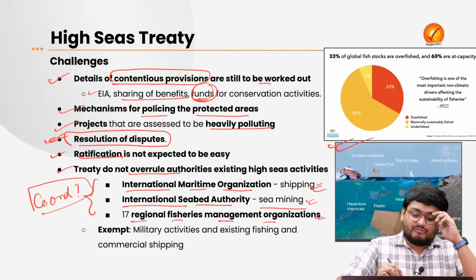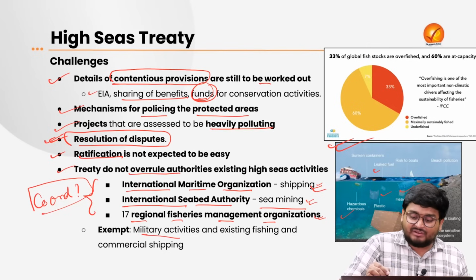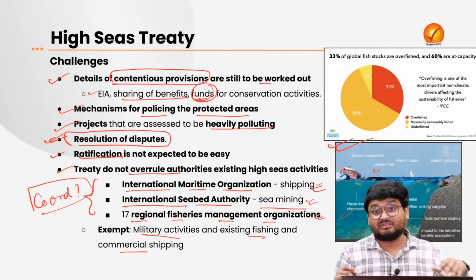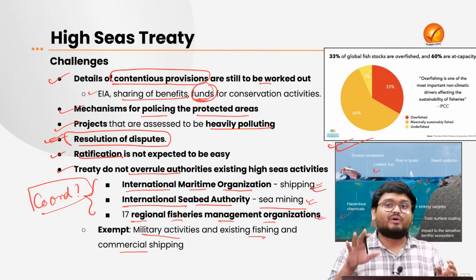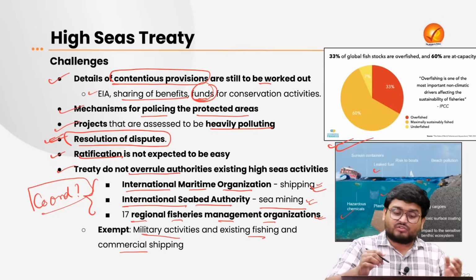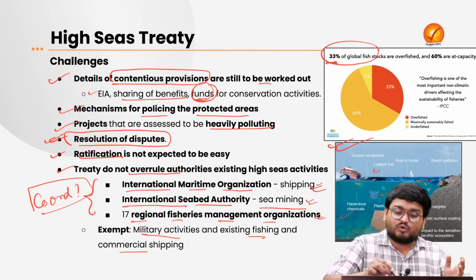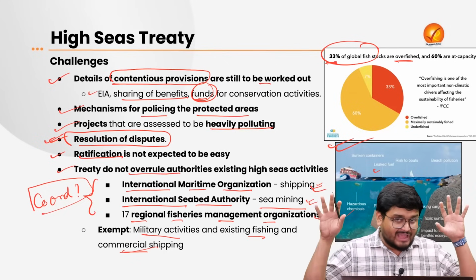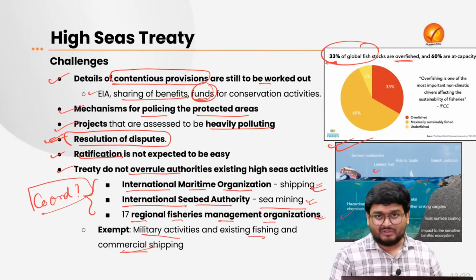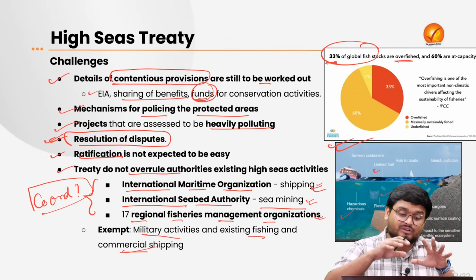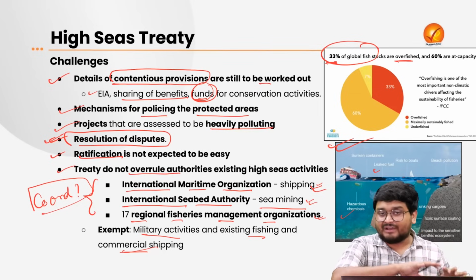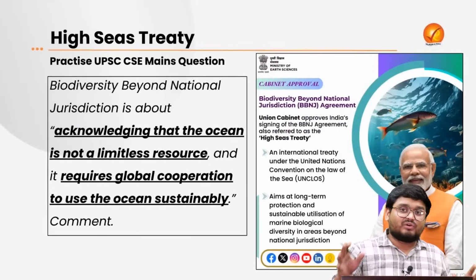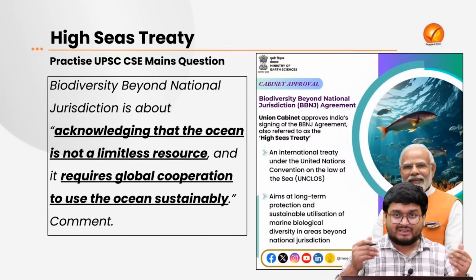Also, here we have various activities such as military activities and existing fishing and commercial activities which are exempt. If we want to have a comprehensive treaty, we have also seen that 33% of the global fish stocks are already overfished due to commercial fishing. So if we have to have a comprehensive treaty here, we need to look at the challenges and incorporate these in the final treaty. So this is what we have to discuss about this entire issue.